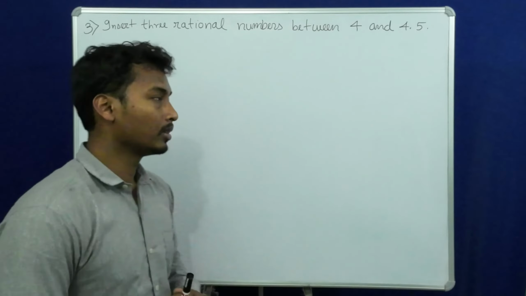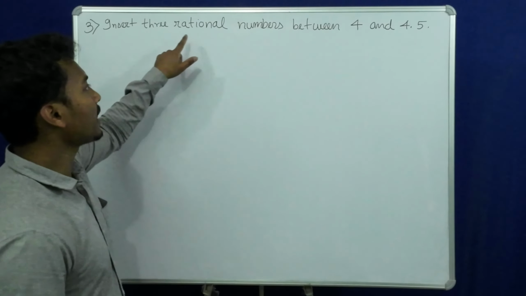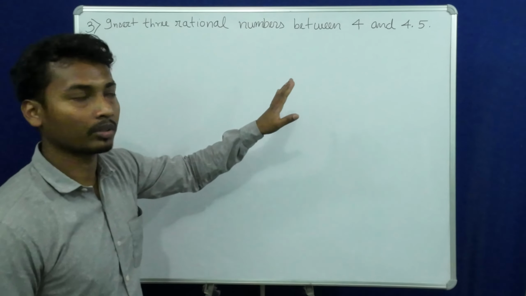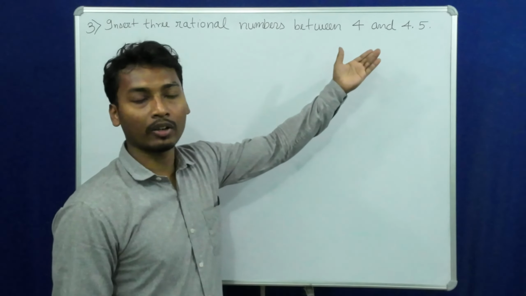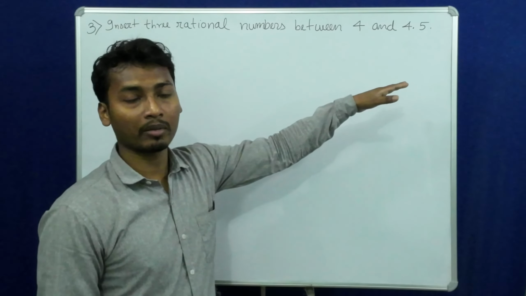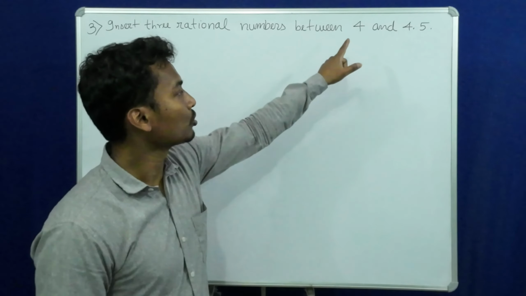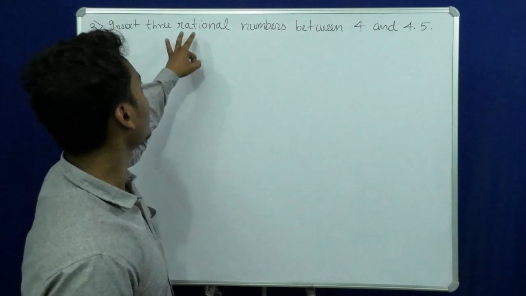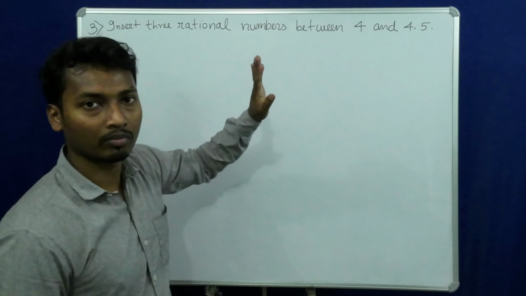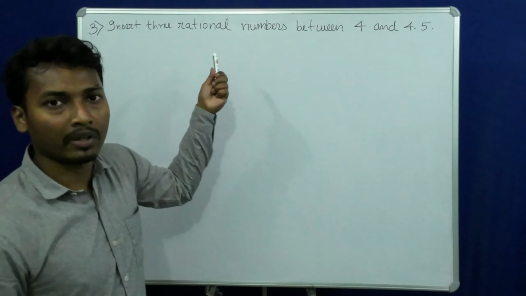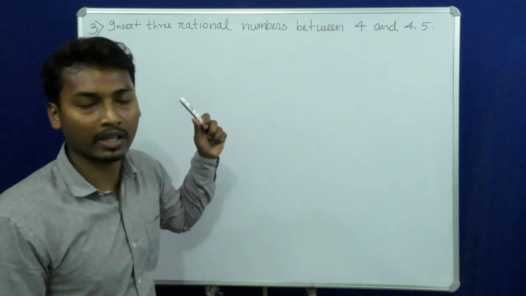Next question. Insert three rational numbers between 4 and 4.5. Now you know any kind of terminating or non-terminating recurring decimal is also a rational number. So here these two are rational numbers and we have to insert three rational numbers between them. So we can apply the same basic method till three rational numbers.